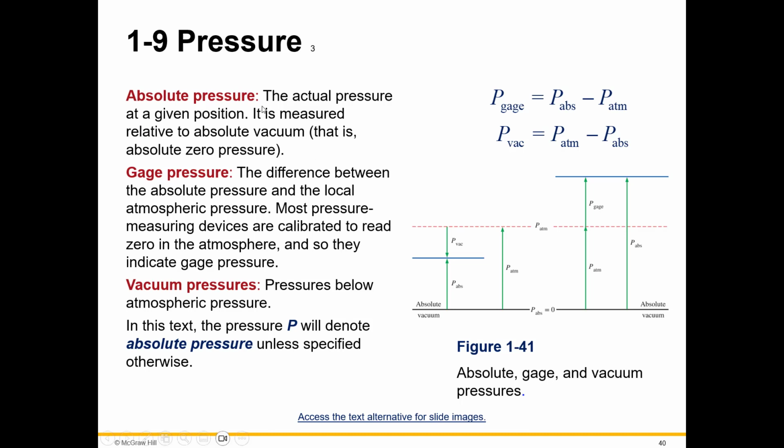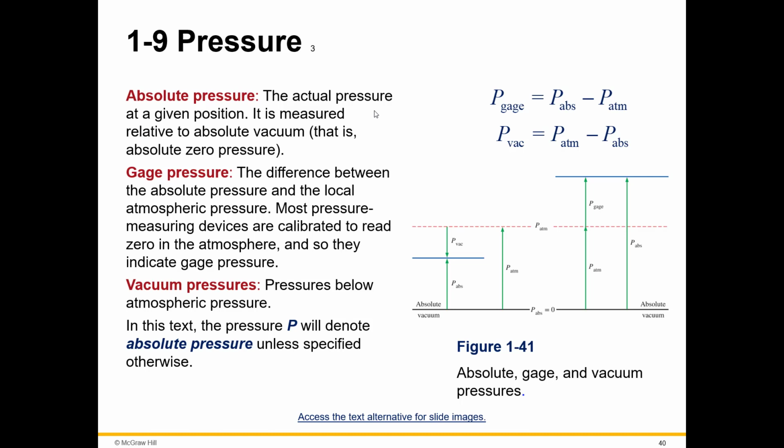So what do we get into? What does absolute pressure mean? It means the actual pressure at a given position, okay? It is measured relative to absolute vacuum, that is absolute zero pressure. Gauge pressure is the difference between the absolute pressure and the local atmospheric pressure.